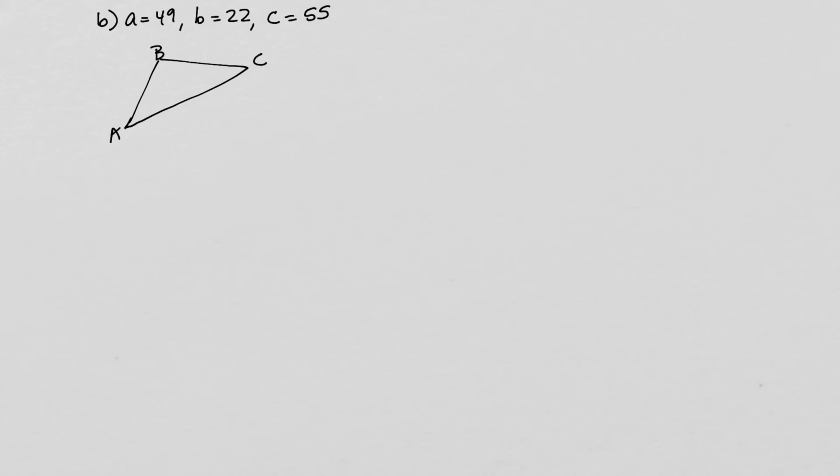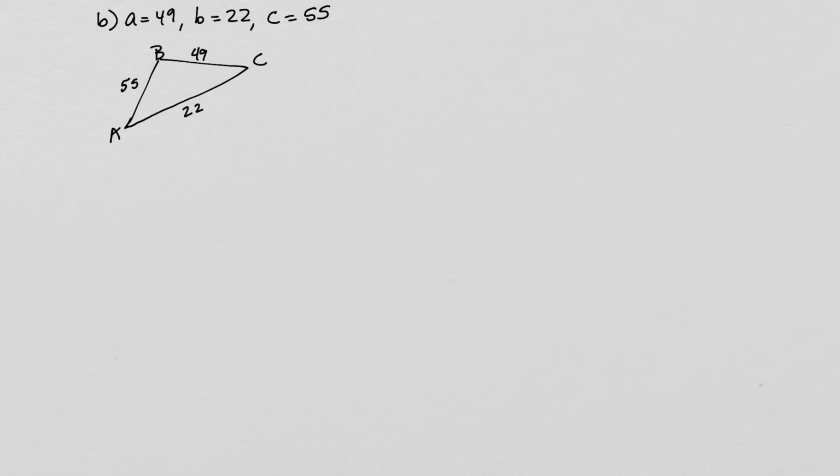So we'll do one more problem here. A equals 49, B equals 22, and C equals 55. So again, here's my A, B, C. So little a is 49, little b is 22, little c is 55.